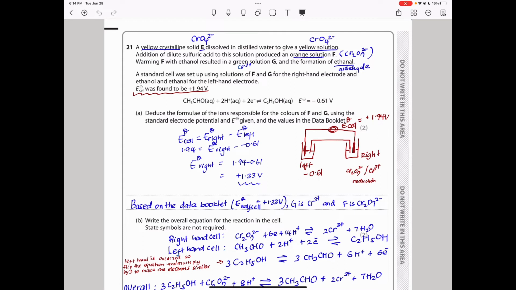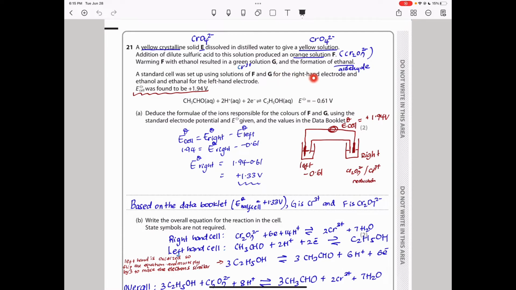So when we go on, warming F with ethanol resulted, remember F we assume is the dichromate, in a green solution, G, and the formation of ethanal. That should be chromium(III). Ethanal is an aldehyde, so of course you can understand this is a reduction of the dichromate(VI) to chromium(III). So they say a standard cell was set up using solutions F and G, dichromate, as well as G, we have it here, the green chromium(III).